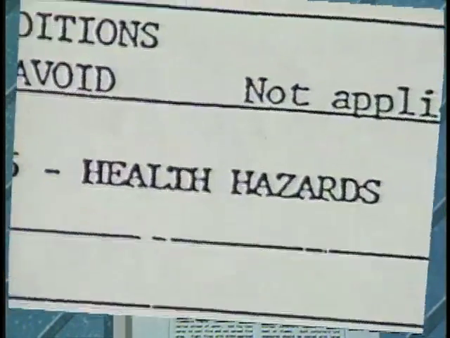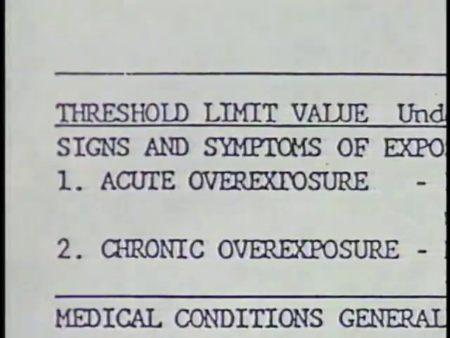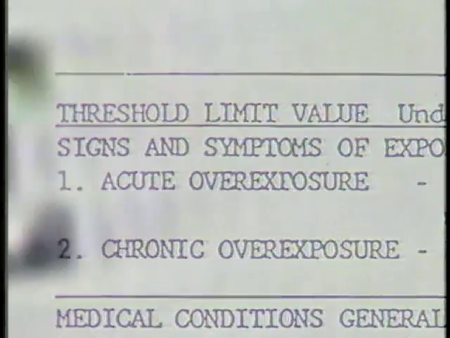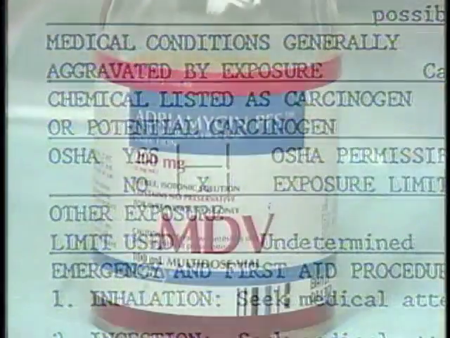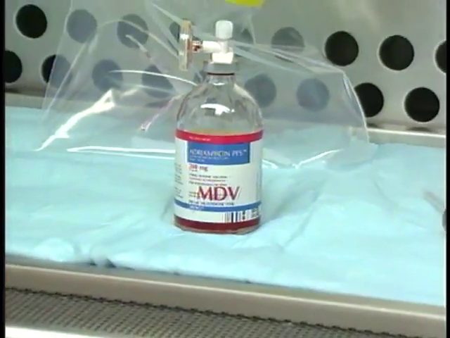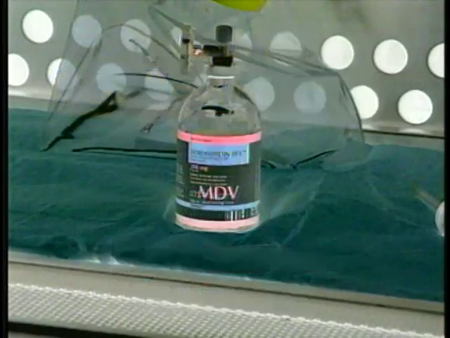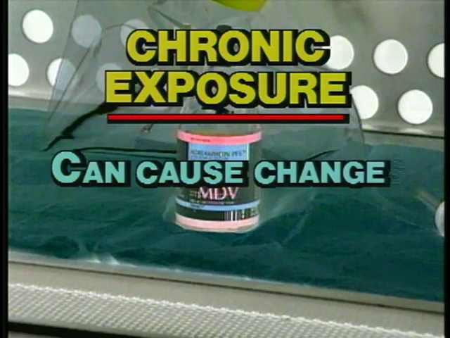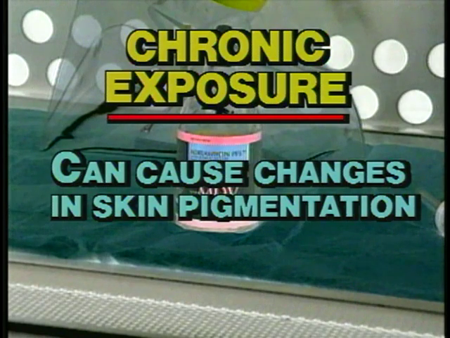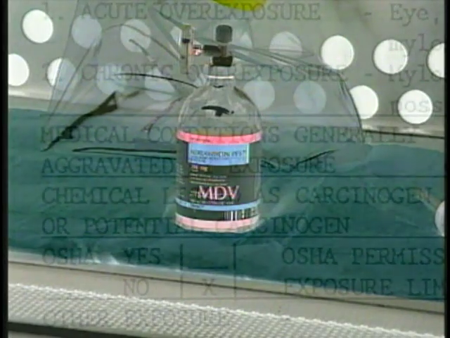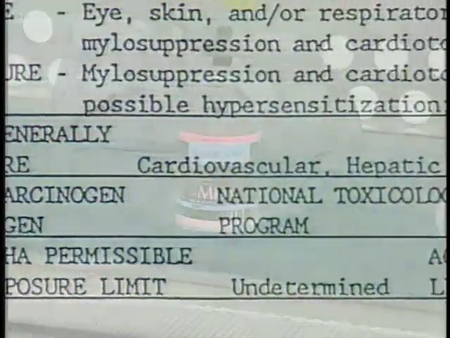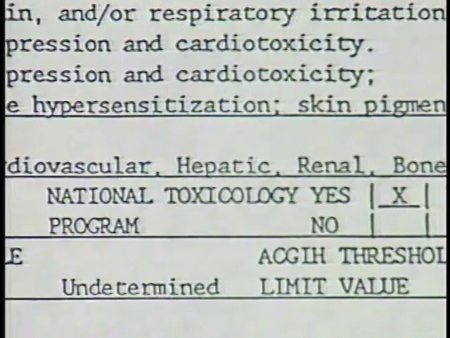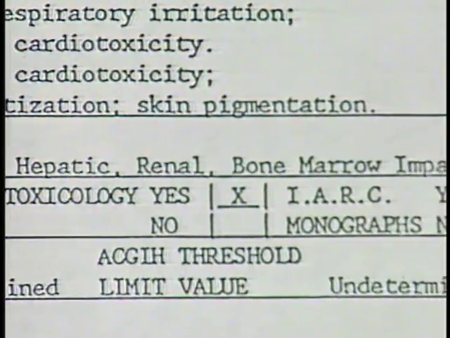Another section lists health hazards caused by the chemical, including the symptoms of overexposure and medical conditions that may be aggravated by exposure. For adriamycin, an anti-cancer drug, the MSDS states that acute overexposure can cause eye, skin, and respiratory irritation, while chronic exposure can also cause changes in skin pigmentation. In addition, adriamycin itself can cause cancer, and it may aggravate pre-existing medical conditions, such as cardiovascular, liver or kidney disease, and bone marrow impairment.